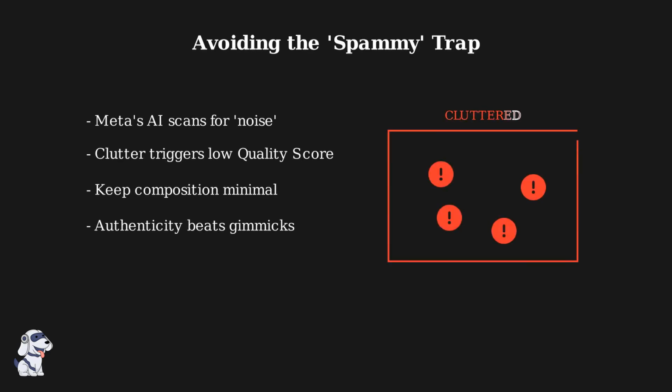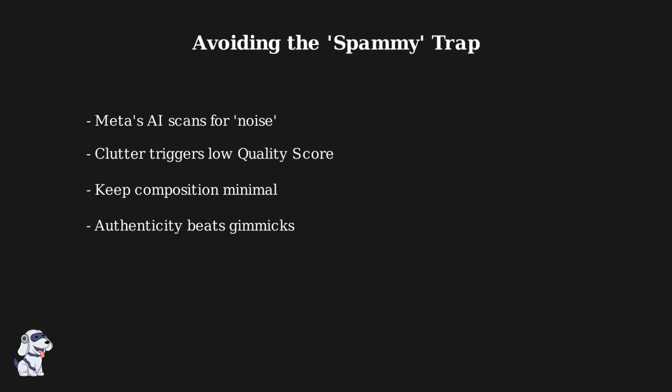In 2026, Meta's AI algorithms are highly sophisticated at identifying and penalizing spammy thumbnail content. Excessive clutter, misleading graphics, and noisy elements act as red flags that trigger a low-quality score, effectively burying your reach. A cluttered composition confuses the viewer and signals low authority. When the AI detects too much visual noise, it assumes the content is not high quality, regardless of the actual video value. The solution is to pivot toward clean, minimalist design.